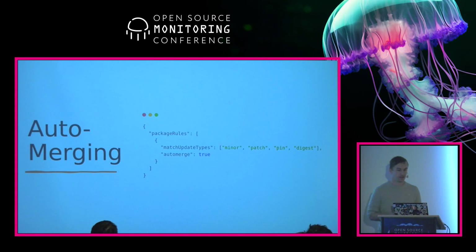First one is auto-merging. Like I said, Renovate creates merge requests for you, and sometimes you just want to merge these merge requests automatically. To do this, you define a so-called package rule, and this package rule basically defines if the update type of this dependency Renovate wants to update is a minor or a patch update, like semantic versioning updates, then it just says auto-merge true, and then these merge requests will get automatically merged without you having to do anything. And for simple patch updates, it works most of the time.